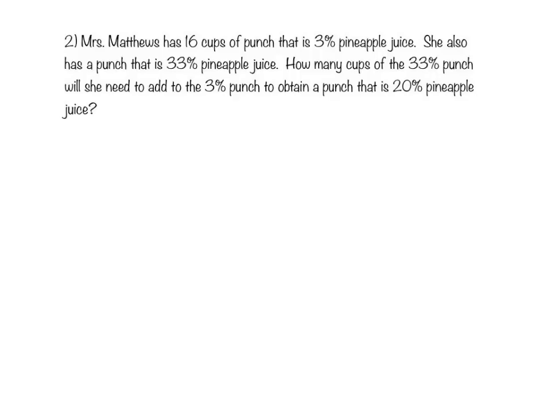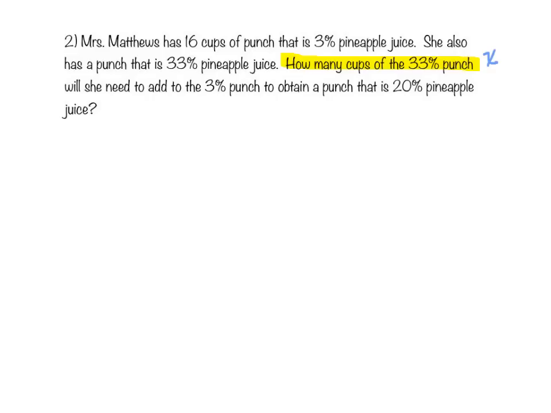Okay, so let's look at what is our unknown. We're looking for how many cups of the 33% punch she will need. That's going to be our variable, and we'll call that X.